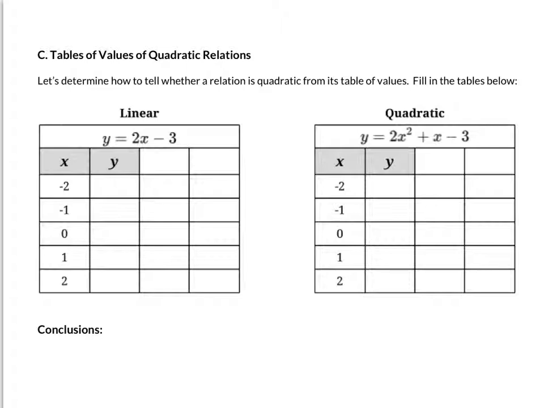So we already talked about how to figure out whether it is quadratic based on the equation, so now we'll see, and by its graph, how can we figure out, now looking at the table of values, whether something is linear or not? Okay, so you can pause the video now and fill in the table of values, and then we will discuss.